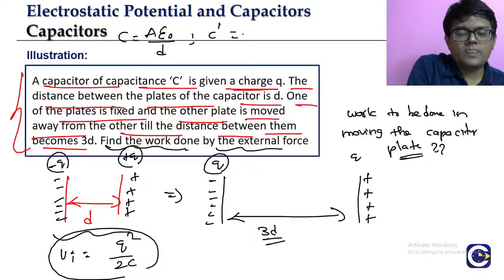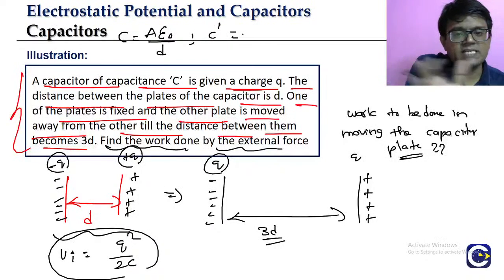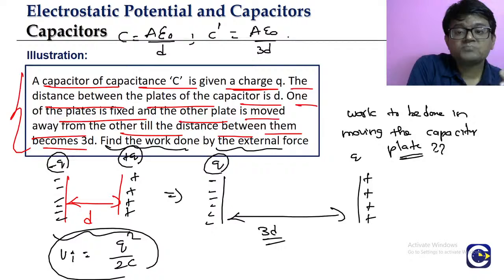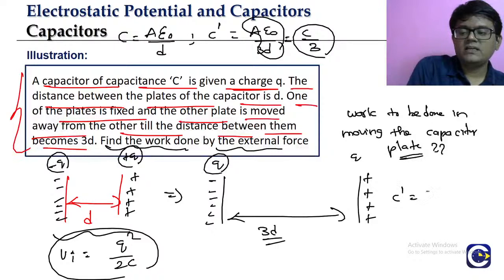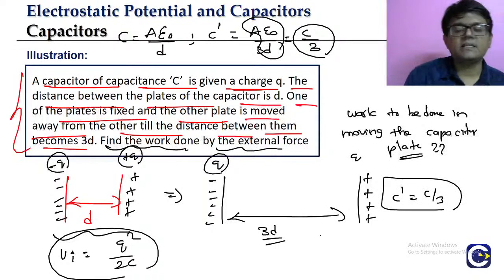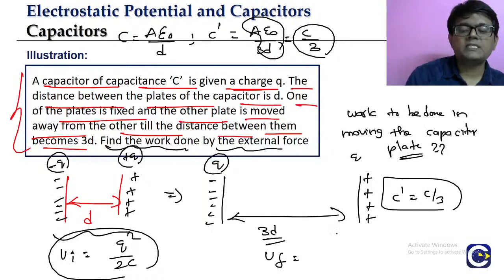Finally, we have changed the separation between the plates. When we change it, the value of the capacitance will change. What is it? The area of the plate is not changing, so same area. A into epsilon naught divided by 3D. Here the distance is 3D. This C dash is what? A into epsilon naught by D is C, right? C dash will be equal to C by 3. So the final capacitance is C by 3.